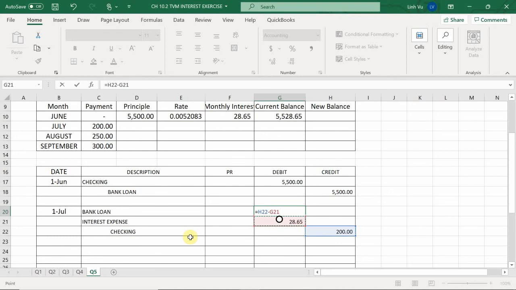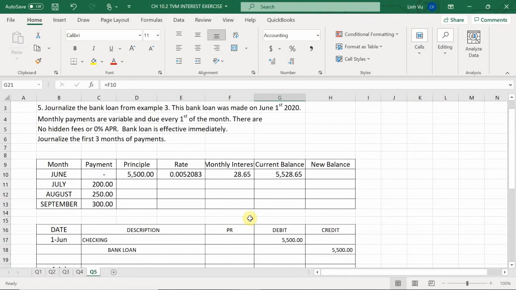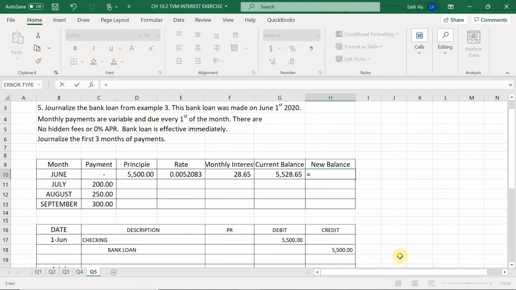How much money is actually going towards my actual principal? $171.35. Exactly. That's how much is actually going towards your principal. Okay? So therefore, in this case, my new balance, if I take my $5,528.65 and I make my payment of $200, right?